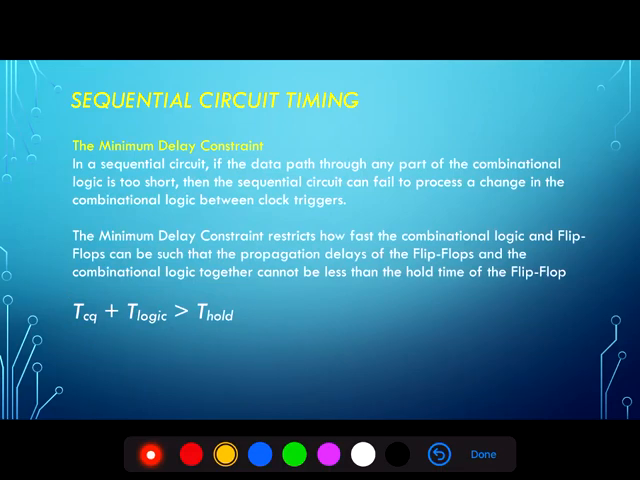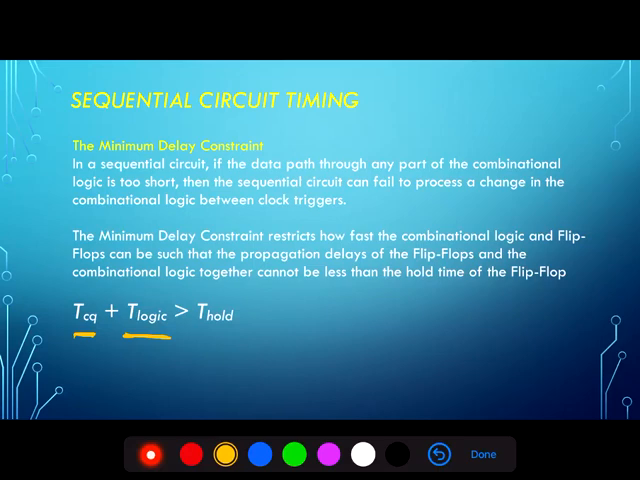The minimum delay constraint, on the other hand, handles potential race conditions, where combinational logic can essentially move faster than a flip-flop can handle. This constraint typically happens after an active clock edge, either a leading or a trailing edge, and it constrains the hold time to be no larger than the sum of the propagation delay of a flip-flop and the minimum delay coming through the combinational logic. And we'll take a look at what that looks like in an example in subsequent slides.